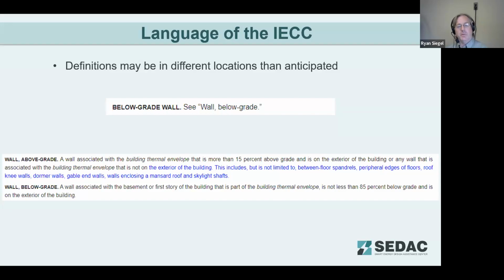So a wall associated with basements or first stories that is not less than 85% below grade. If you do have a walkout basement, be aware of that 15% threshold, that's not a whole lot of that wall. Out of 8 feet, if you've got more than about 1 foot exposed, that's probably an above grade wall. So being aware of some of these.